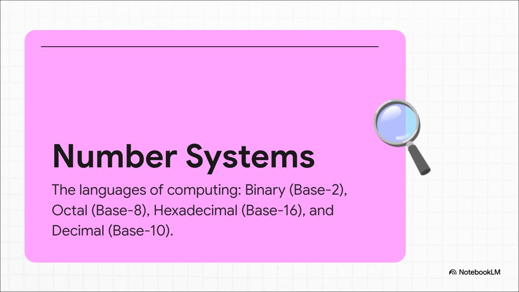So we developed a few different languages, kind of like translation layers. First, you have binary, which is base 2. That's the machine's mother tongue. Then you have our good old decimal, base 10, what we use every day. And in between, we have 2 really clever systems, Octal, which is base 8, and Hexadecimal, base 16.